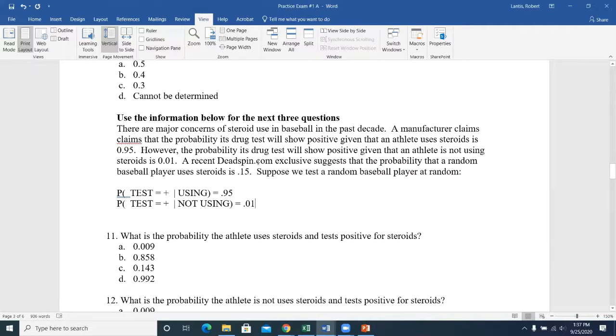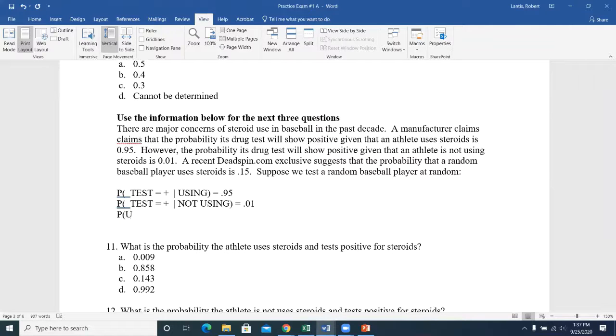Those are the first two things we're given. We're then told a recent Deadspin article says that if I choose somebody at random, the probability they are using steroids is 0.15. Okay. So those are the probabilities that I'm given. I might just write them out in order like that.